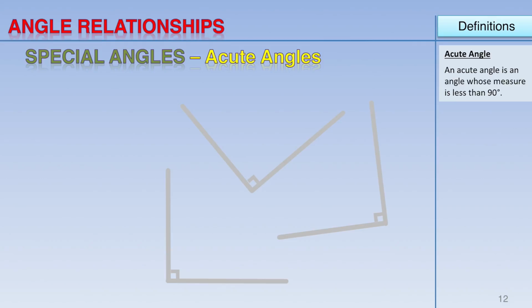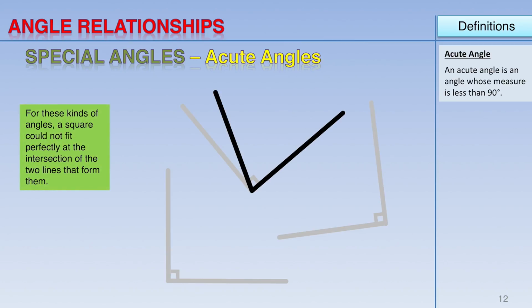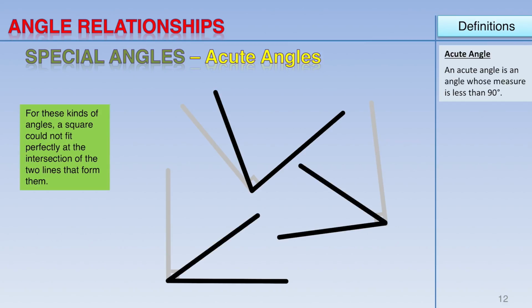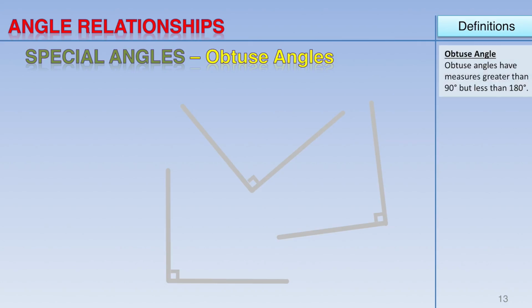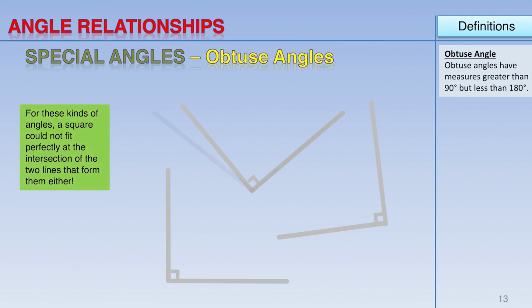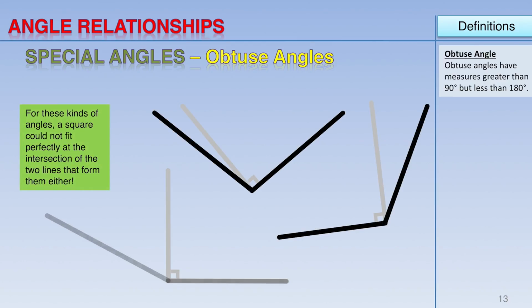Okay, let's look at acute angles. Acute angles are angles whose measure is less than 90 degrees, and previously I showed you the shadow of the 90 degree angles. You can see that these acute angles are less than 90 degrees, and therefore the box does not perfectly fit at the intersection of these two lines. Similar with obtuse angles, they are greater than 90 degrees but less than 180 degrees, and you can see how these sample angles have extended over 90 degrees.